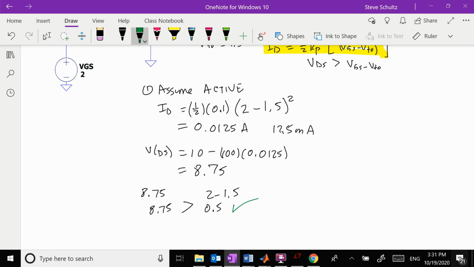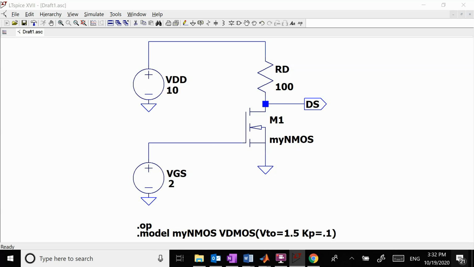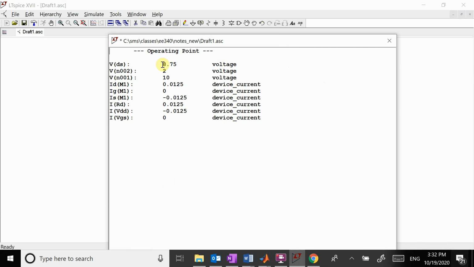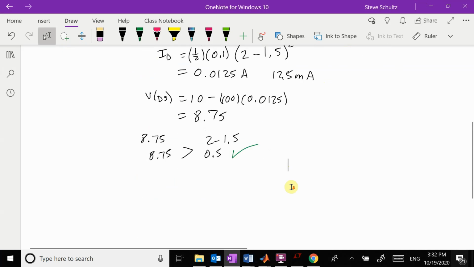Well, let's go over to LTspice to check this out and see if it works. You can see here that I built an ideal MOSFET with a VTO of 1.5 and a Kp of 0.1. These are the only parameters that we're passing, so it's going to be pretty close to ideal. We're going to run this. And you see here is my VDS, 8.75. Here is my ID of 0.0125. So everything works out.